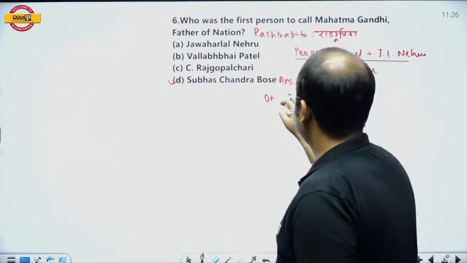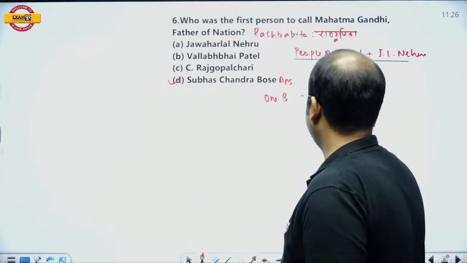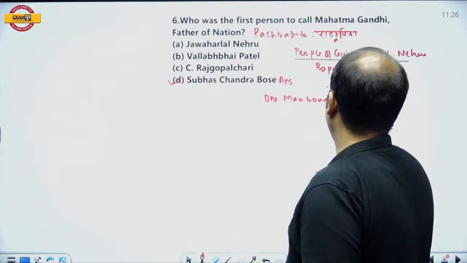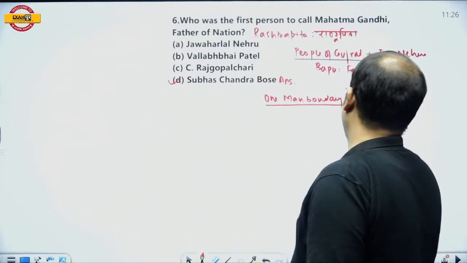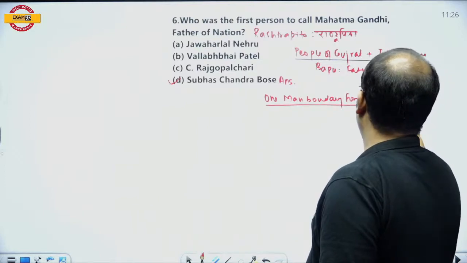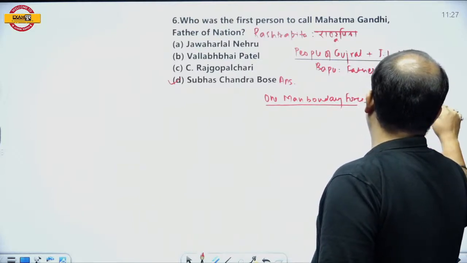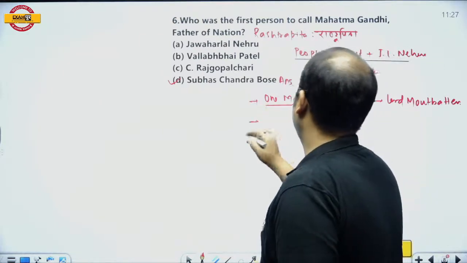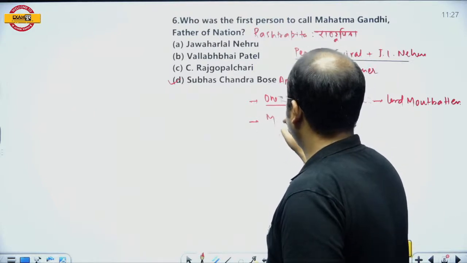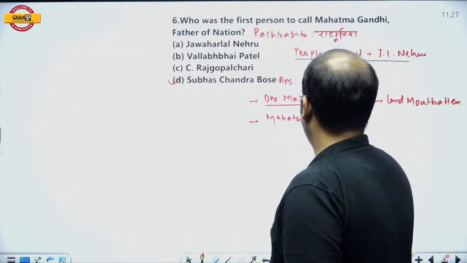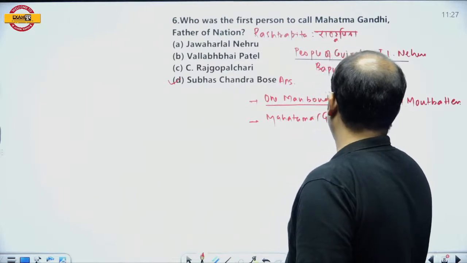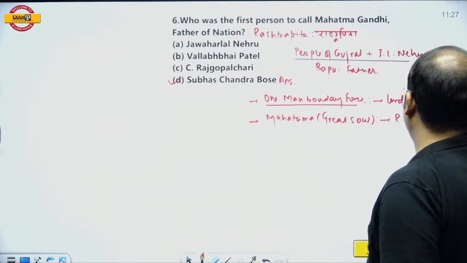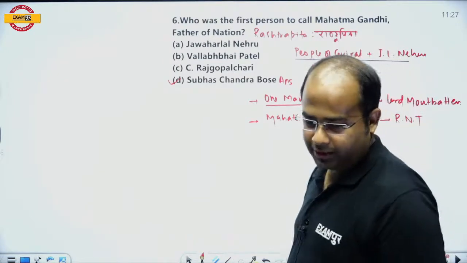One man boundary force, that was being set by Lord Mountbatten. Then a very famous name that is called Mahatma. Mahatma, that is great soul. This was called by Rabindranath Tagore. Rabindranath Tagore called him Mahatma.